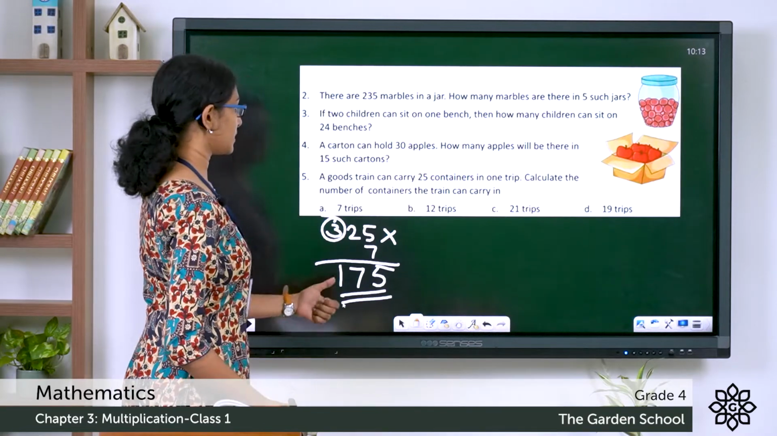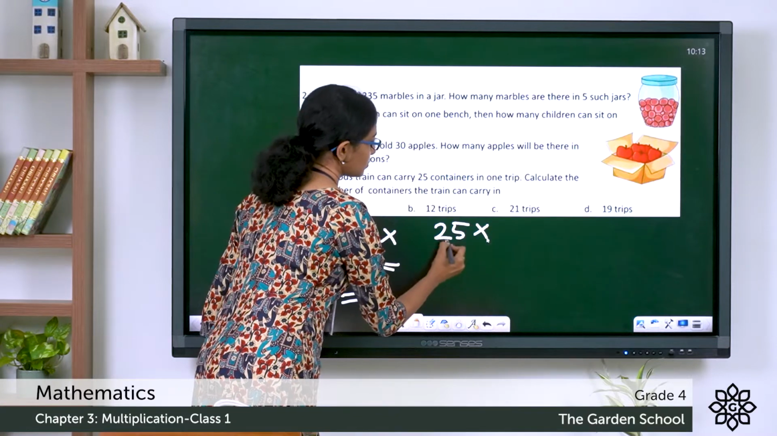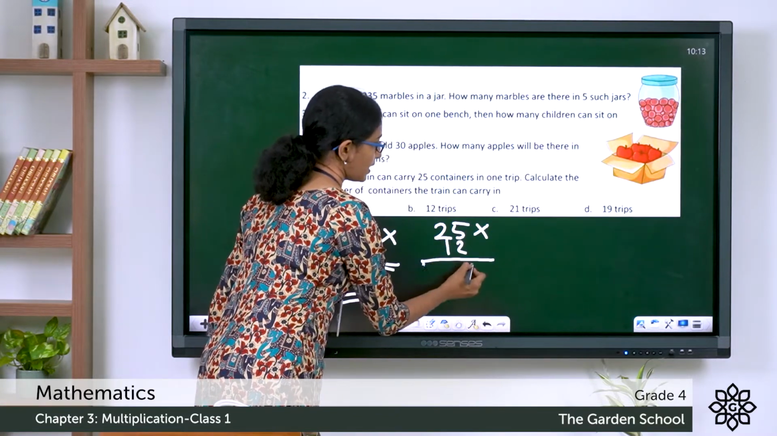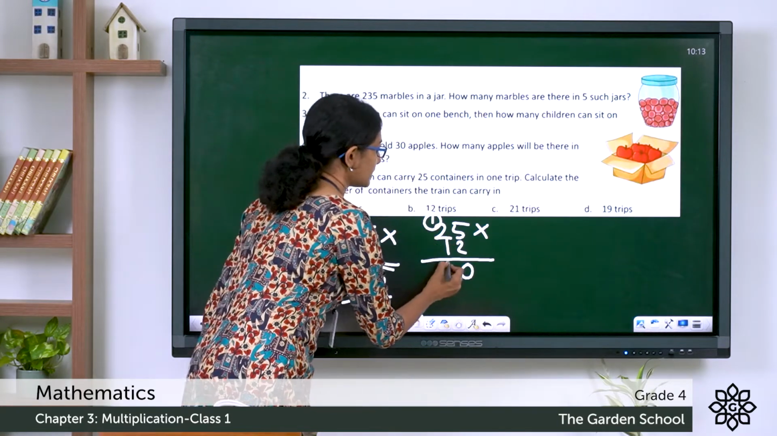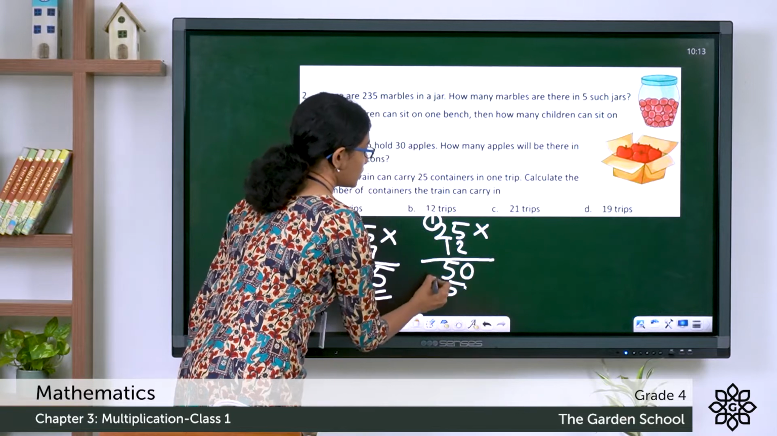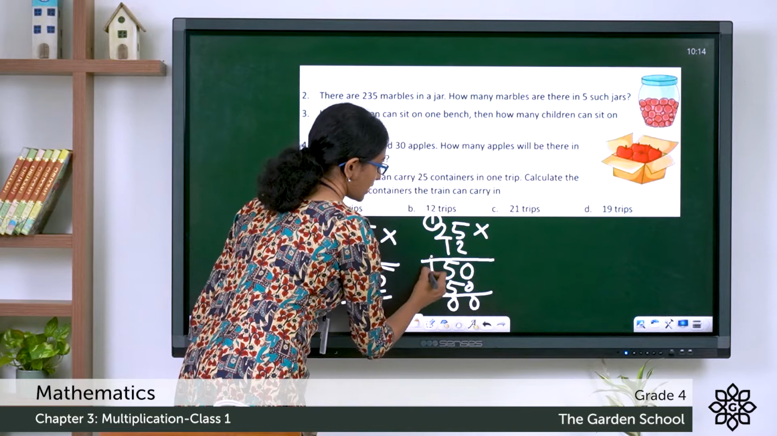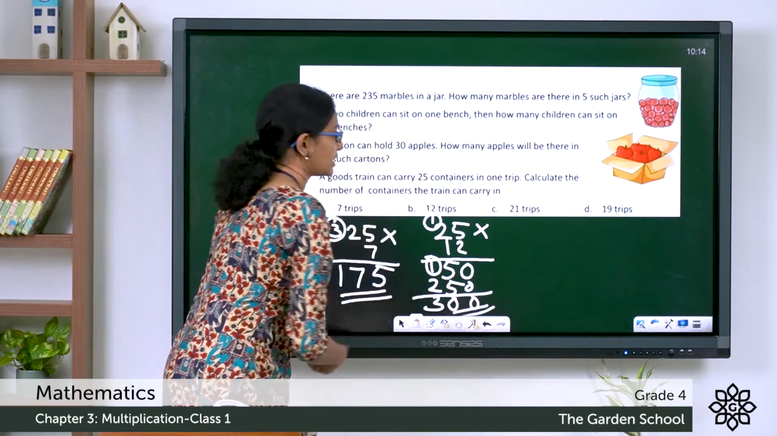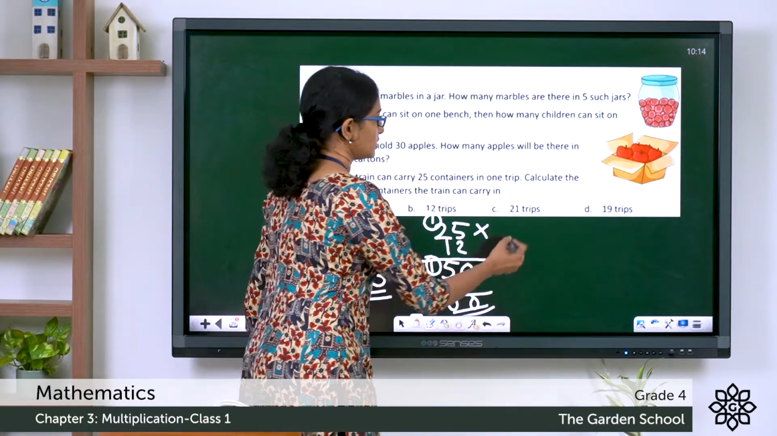Now, case B, it is 12 trips. So, 25 into 12. 2 into 5, 10, carry over 1. 2 into 2, 4, plus 1, it is 5. Now, 5 into 1, 5. 1 into 2, 2. So, 0, 10, carry over 1, 3. So, how many containers in case B? It is 300.